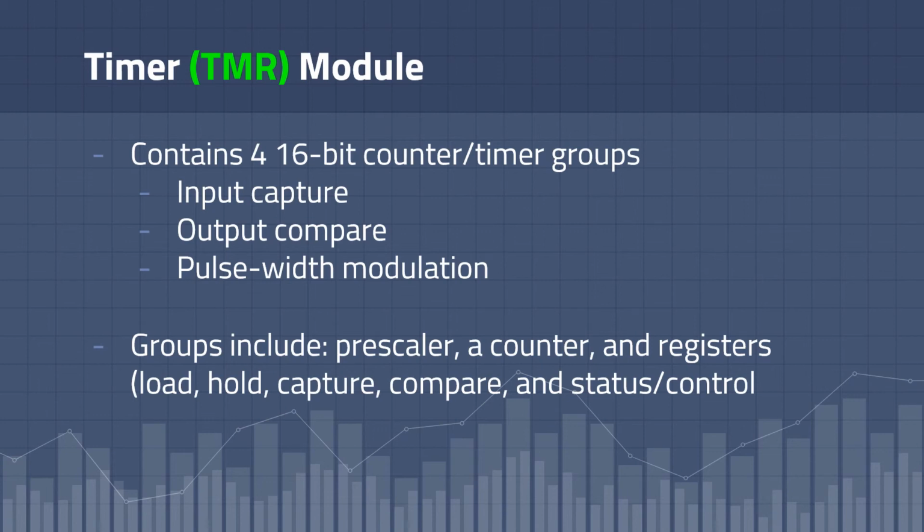The final key thing to mention about the timer module is the types of registers that are included in each counter timer group. These include load registers, hold registers, capture registers, compare registers, and status and control registers.